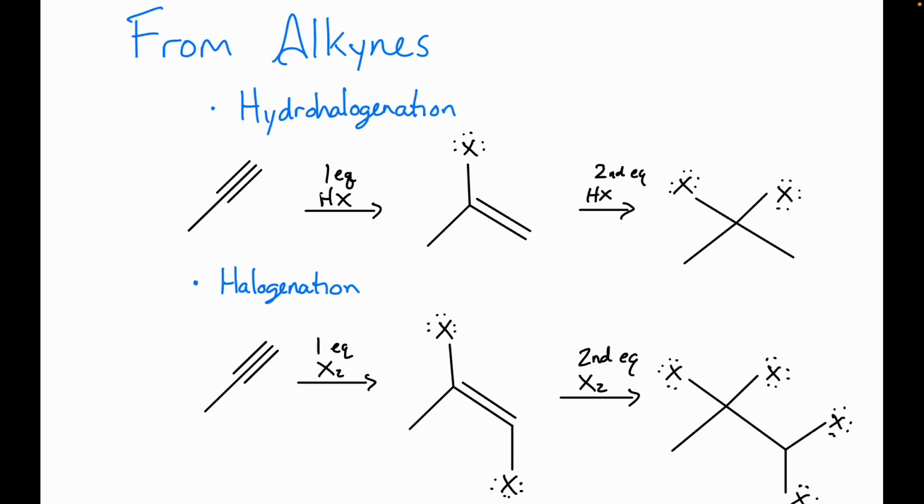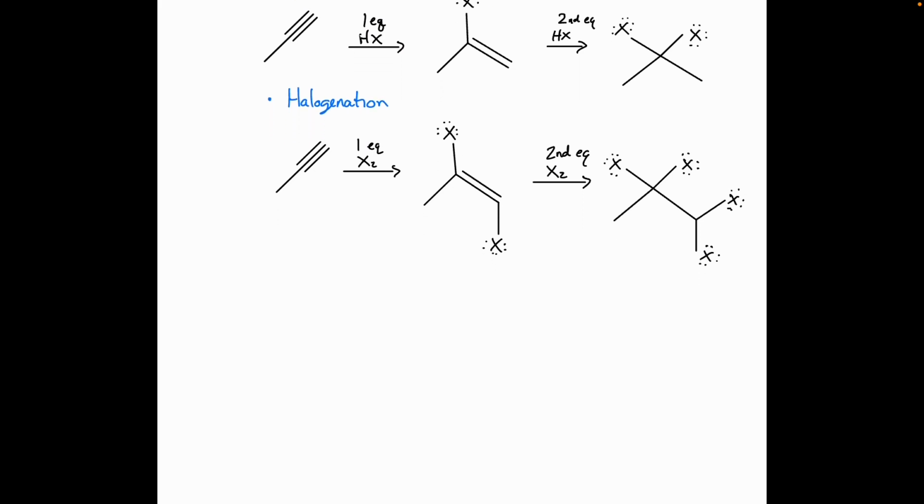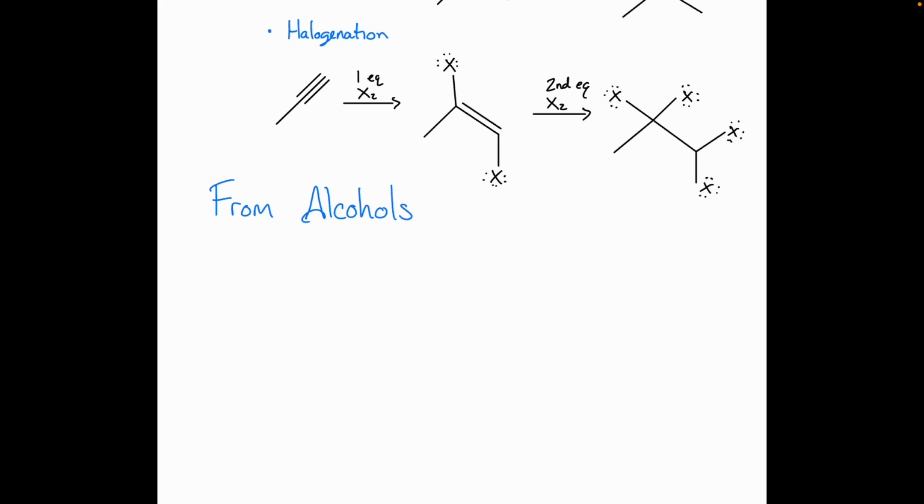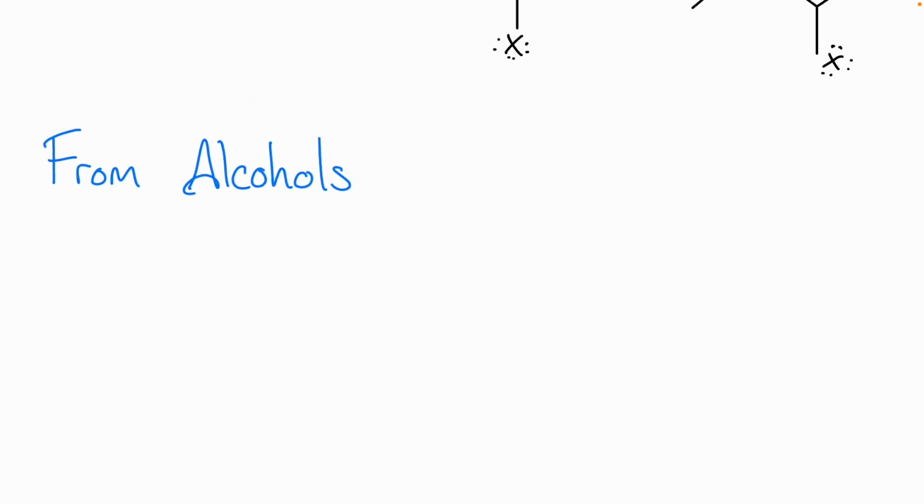All right, but now we're going to do a functional group we haven't talked about yet. How do we get alkyl halides from alcohols? And this isn't something that we've discussed here in lecture, but we've actually done this in lab already. We've prepared alkyl halides from alcohols.